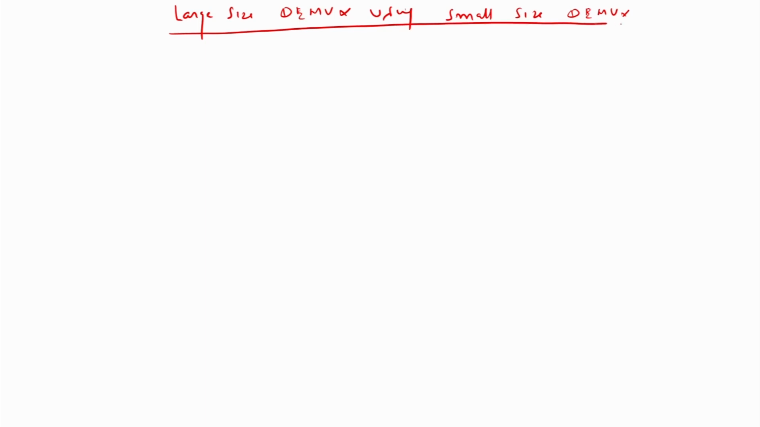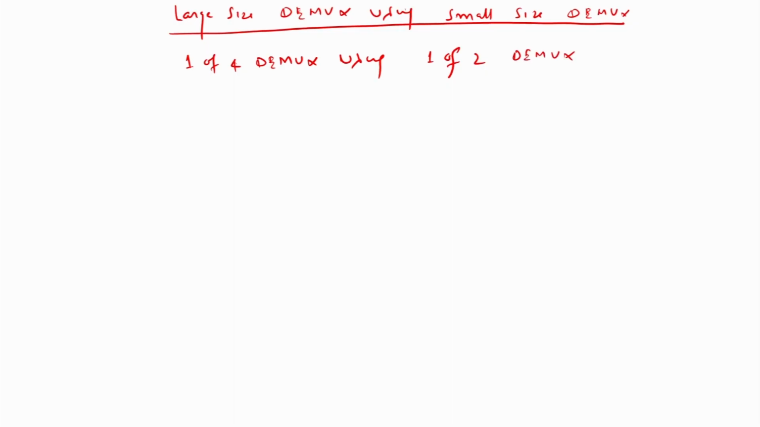Now the question is: how do we design a large size DMUX using a small size DMUX? This is one of the applications of the demultiplexer. We use a small size, for example, to design a 1 of 4 DMUX using 1 of 2 DMUX.